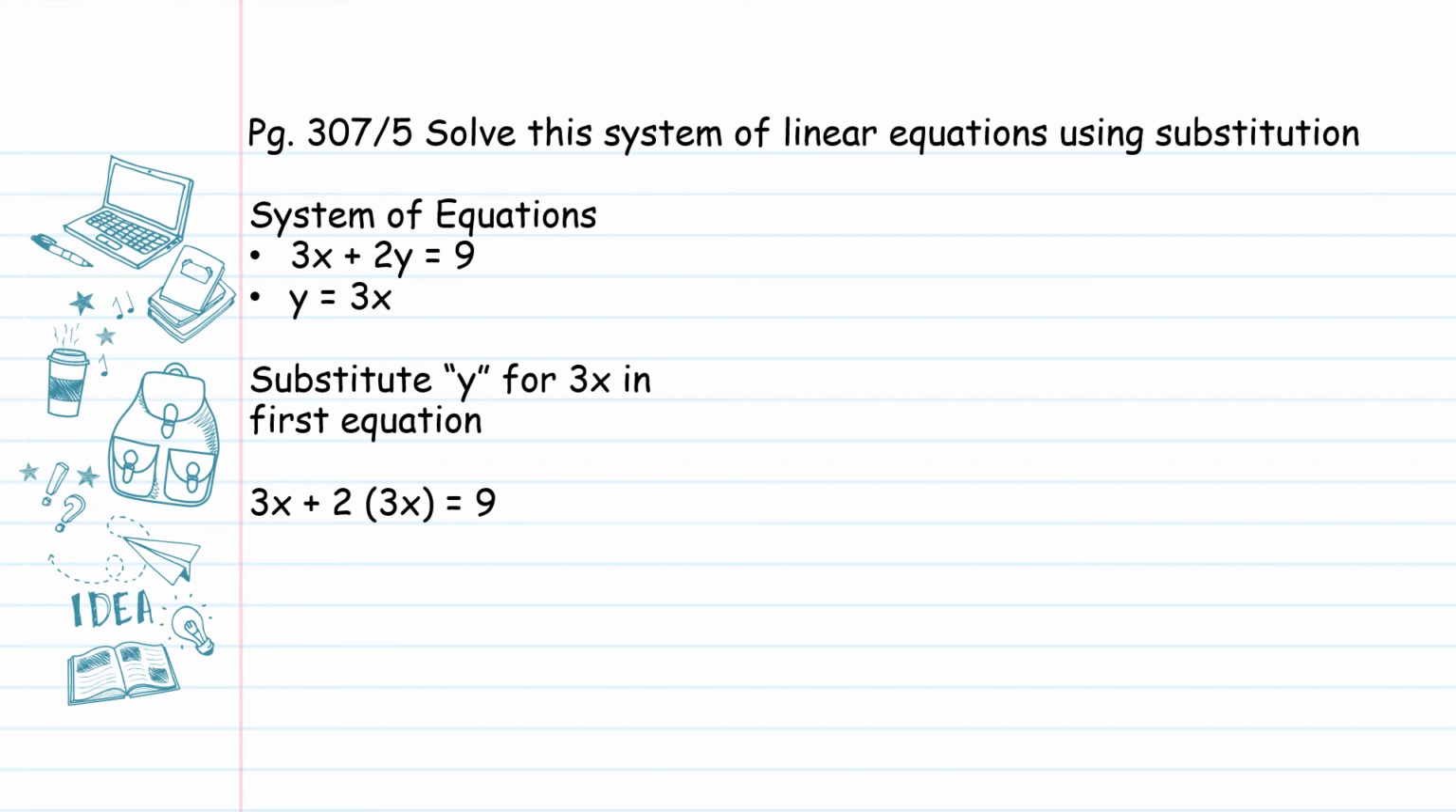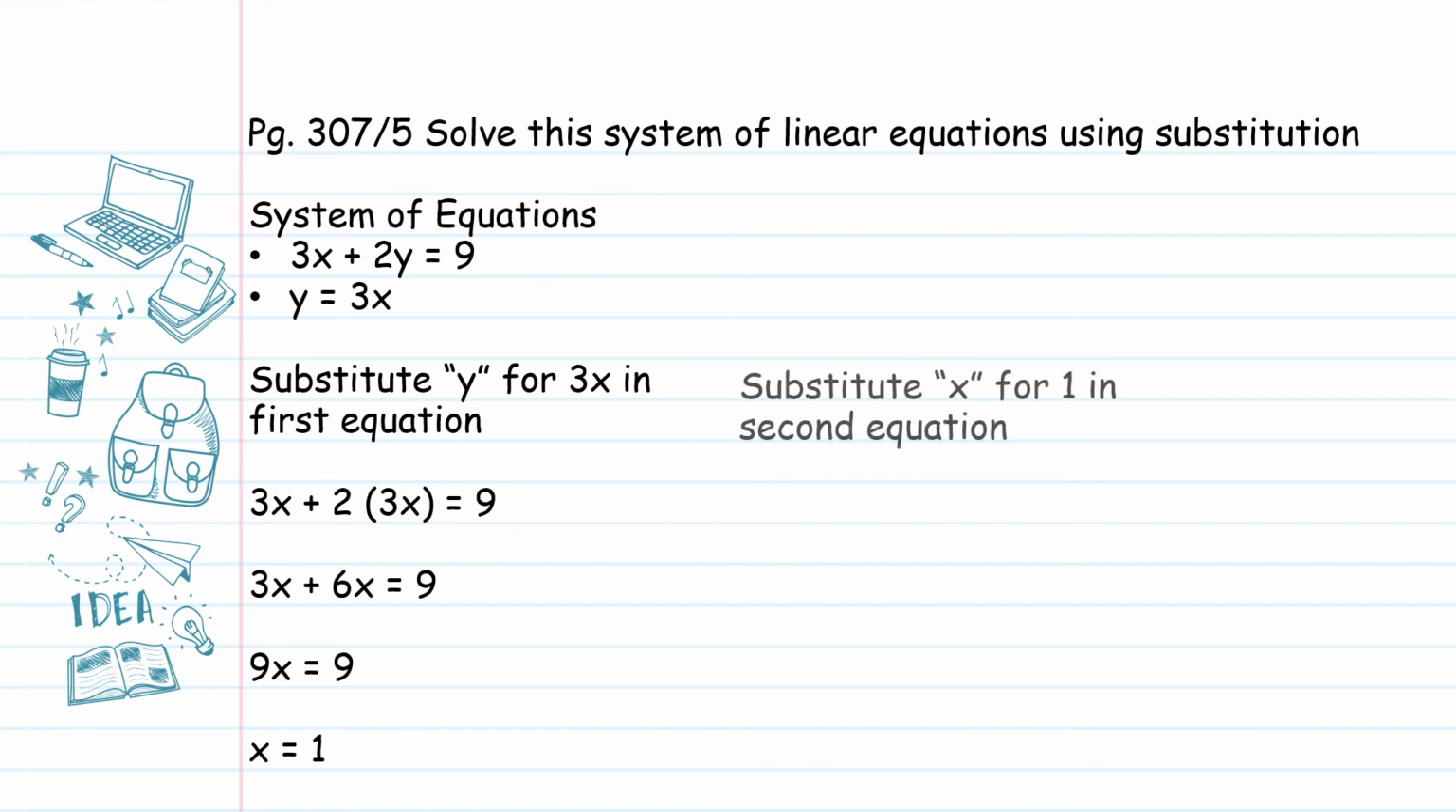So now we're going to multiply 2 times 3x, which gives us 6x. And then we're going to add 3x and 6x, which gives us 9x is equal to 9. And we divide both sides by 9 to isolate the x, which gives us x is equal to 1. Now we can substitute our x for 1 in the second equation. This gives us y is equal to 3 times 1, or y is just 3. So our solution to this equation is (1, 3). And this is the end of the chapter 4 review.